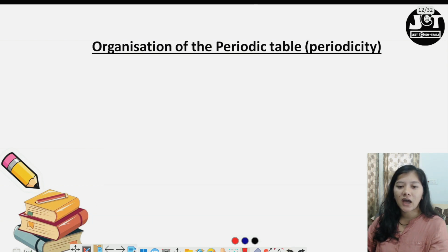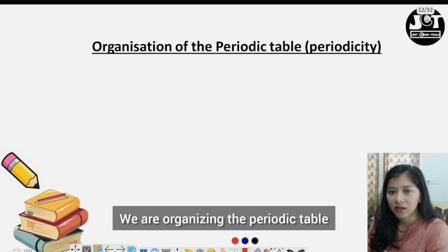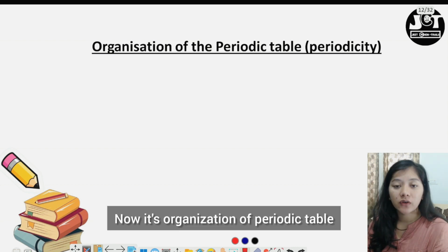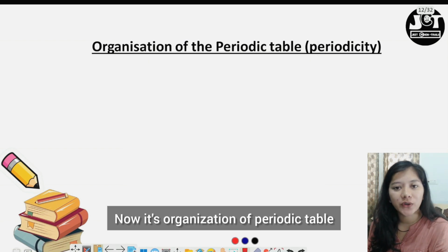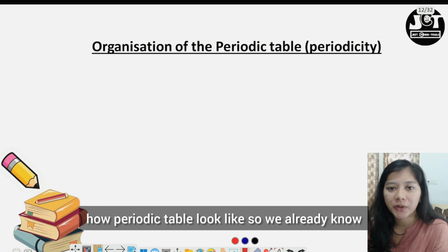Let's move on. Now it's the organization of the periodic table. We are organizing the periodic table. How should it look? How does the periodic table look?